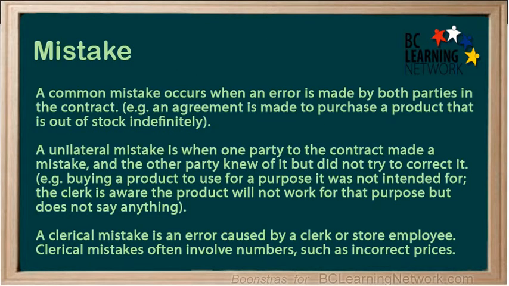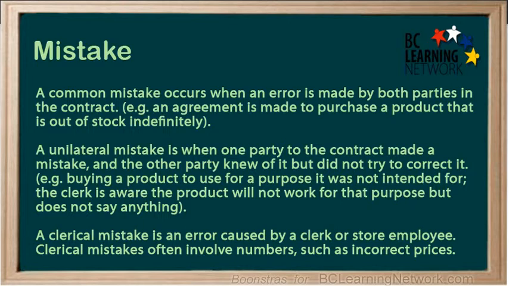Certain kinds of mistakes can make a contract unenforceable by law. A common mistake occurs when an error is made by both parties in the contract. For example, an agreement is made to purchase a product that is out of stock indefinitely. A unilateral mistake is when one party to the contract makes a mistake and the other party knew of it but did not try to correct it. For example, buying a product to use for a purpose it was not intended for. The clerk is aware that the product will not work for that purpose but does not say anything.